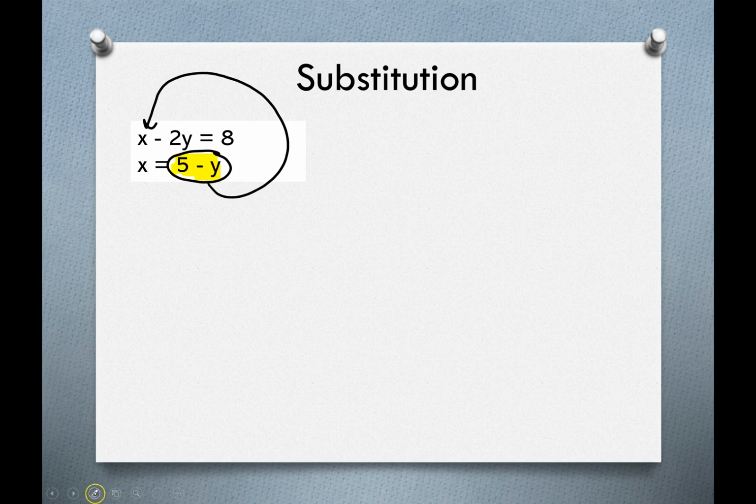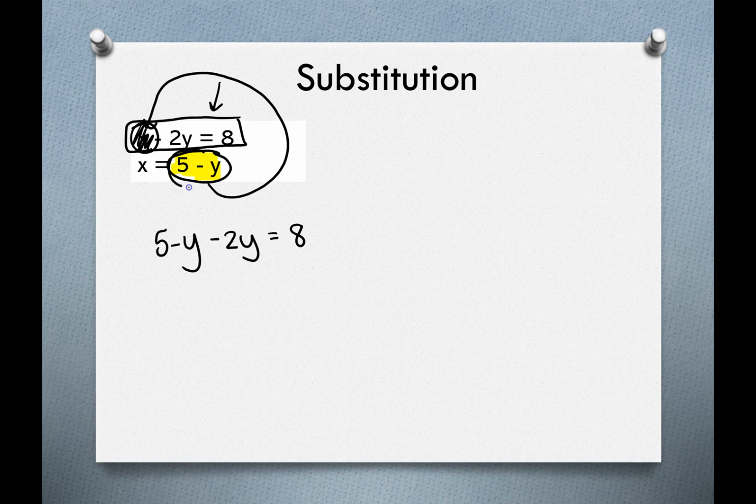So what I'm going to do now is rewrite the top equation, and instead of saying x, I'm going to write this in yellow. So I'm going to have 5 minus y, and you could have parentheses if you want. It won't make a difference. Minus 2y equals 8. So I've written this top equation exactly as is, except instead of an x, I wrote this in yellow. All right. Well, what is a minus y minus a 2y? That is a minus 3y equals 8.